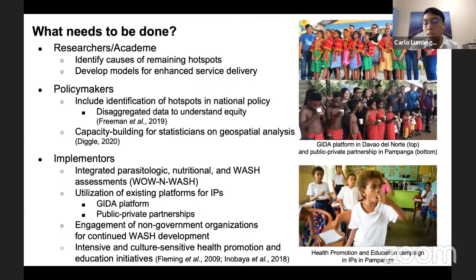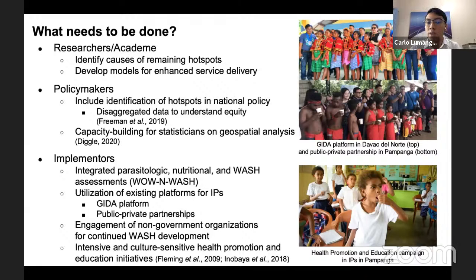Now, the main approach utilized and being proposed by our studies is the War on Worms, Nutrition, and WASH framework, or the WOW and WASH framework, integrating parasitologic, nutritional, and WASH assessments to generate data that provides evidence for enhancement of policy and improved service delivery. Through this approach, we were able to identify the need to address the coexistence of parasitism and poor nutrition in these groups, along with other factors contributing to high prevalence and intensities.